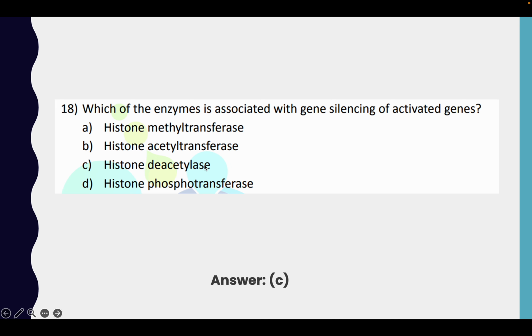So here the correct answer is deacetylase. And talking about acetyl transferase, it adds an acetyl group to histone and it is associated with gene activation and not silencing. So the correct option is deacetylase.